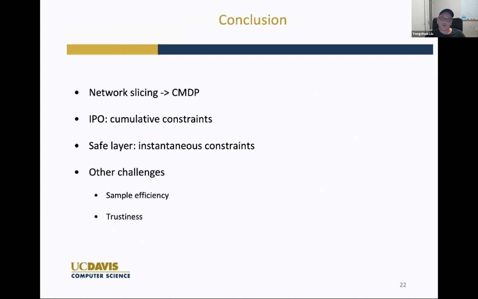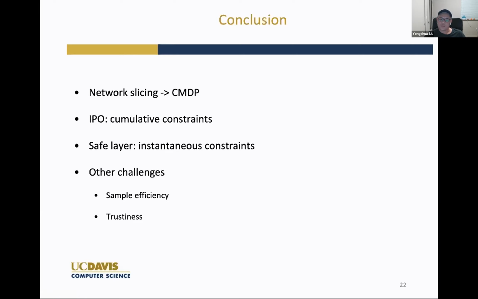There are a lot of other challenges if we want to apply reinforcement learning methods in the real world. The first challenge is sample efficiency. We all know training a deep reinforcement learning algorithm is very expensive. It requires a lot of data. And so in the network, how can we get such data, especially suitable data to train a policy, is a challenging issue. So we have to improve the sample efficiency.